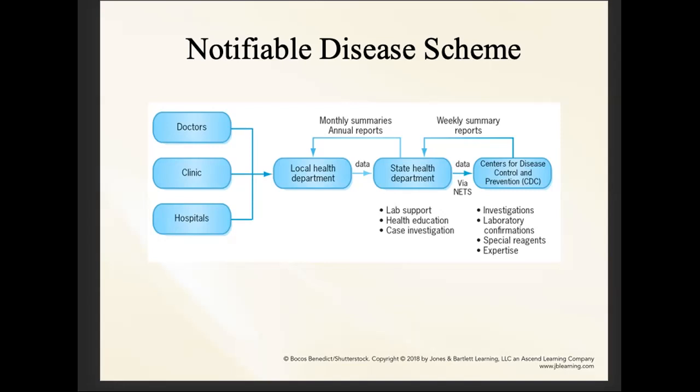The information that's included in these reports is usually morbidity and mortality weekly reports, so how many people have died from and how many people have tested positive or have the disease. It's important to understand that this whole scheme and process requires lots of lab support. People have to be educated in health. There's usually case investigation that occurs, laboratory confirmations, special reagents in order to ensure that you have the chemicals needed to test for the disease, and expertise. So it's a complex system requiring a lot of working parts.